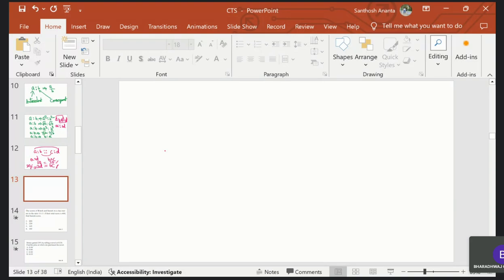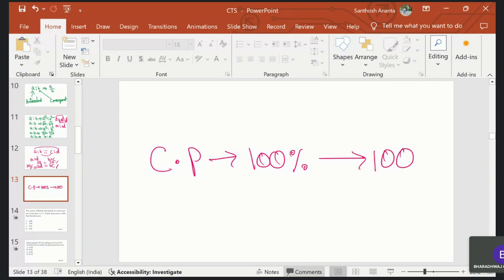Now look here, cost price. Cost price will always be 100 percentage in terms of percentages, and in terms of value, cost price will always be 100.